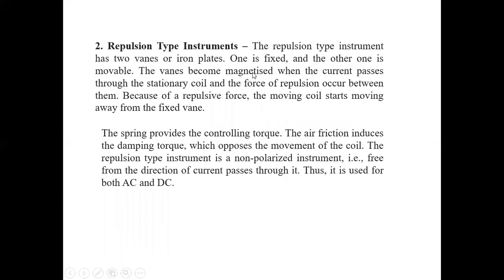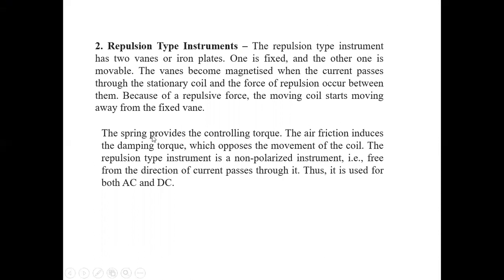The vane becomes magnetized when the current passes through the stationary coil, and the force of repulsion occurs between them. In that, when the current flows through the stationary coil, the force of repulsion will be produced between the two coils, that is, the stationary coil and the moving coil. Because of the repulsion force, the moving coil starts rotating away from the fixed vane. The spring provides the controlling torque.